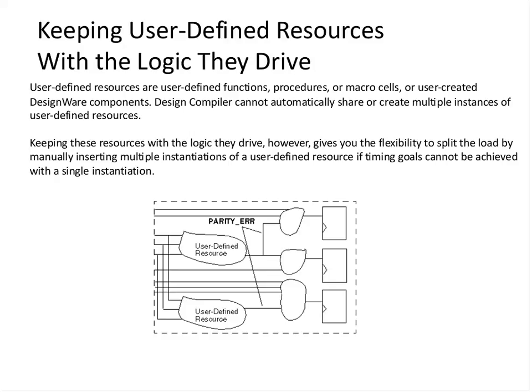So what we should do is keep these resources together with the logic they drive, such that later, let's say you have one user defined resource here and it drives a net called parity error that has a large fanout, let's say a fanout of 10. Now if we keep this in the same hierarchy and we later realize that this complex resource is not able to drive such a load, we could create multiple instances easily and split the load.